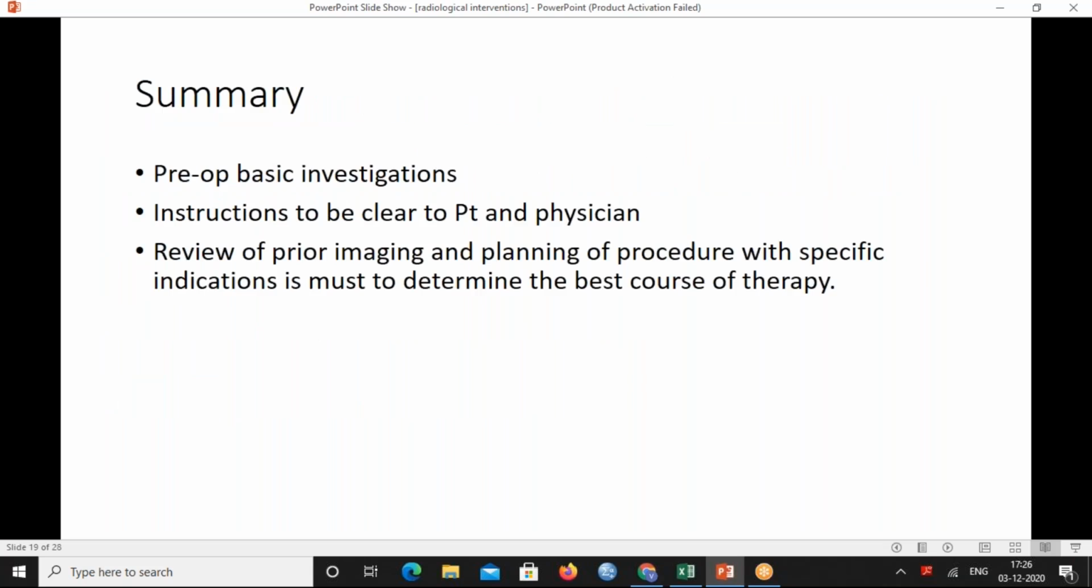So if I summarize, for any interventional radiological procedure, basic pre-op investigations should be done, which include the CBC, the coagulation profile, and the viral markers. The instructions should be clear to the patient and to the physicians. What procedure we are undertaking, what the anticipated results are, and what risk and complications can happen. And there should be review of prior imaging and planning of the procedure with a specific indication, which is a must, to determine the best course of therapy for the patient.